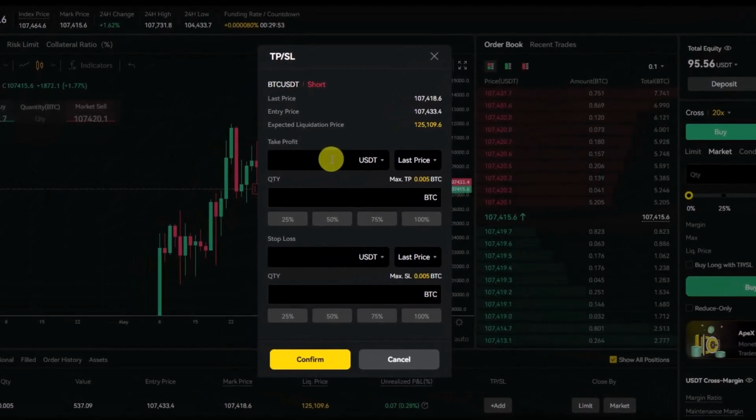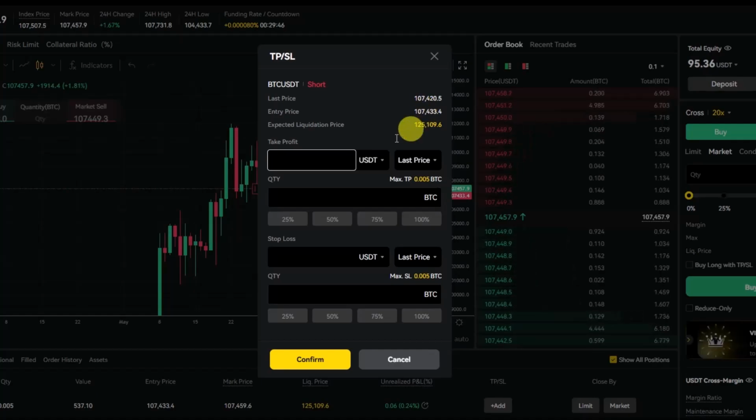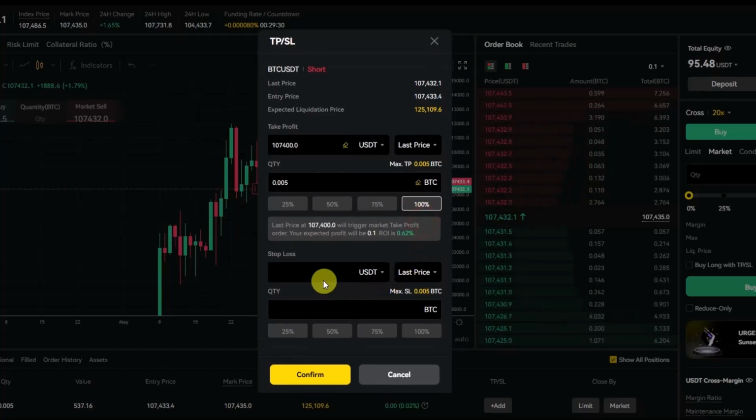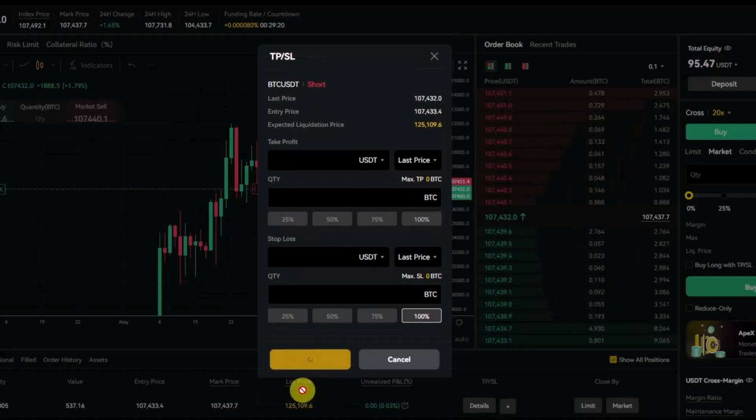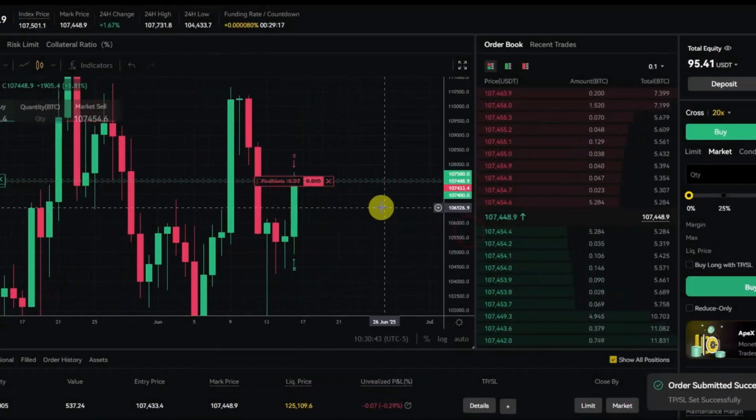Okay. So I would say, hey, my last price was 107.42. My entry price is this. So I want to take profit when it's low, at 107,400. That's what I want to take profit at. And I want to sell 100% of that. And then if the price goes above, let's say 107,500, then I'll take a loss right there. So that should be good. So it's real tight there.